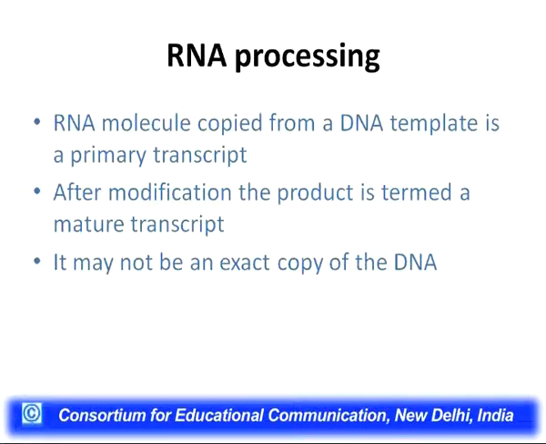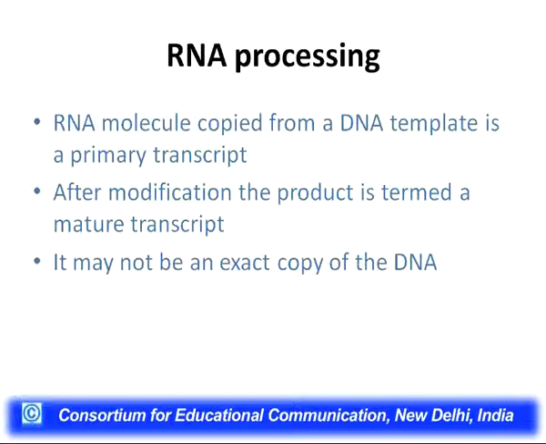As I have already told, the RNA molecule which is copied from the DNA template is known as a primary transcript. It is known as a primary transcript because after transcription, it will undergo various modifications, and only after these modifications and processing, it will become a mature RNA, whether it is a mature mRNA, mature tRNA or mature rRNA. So, this mature transcript is the one which is going to carry out the exact function of that particular RNA.